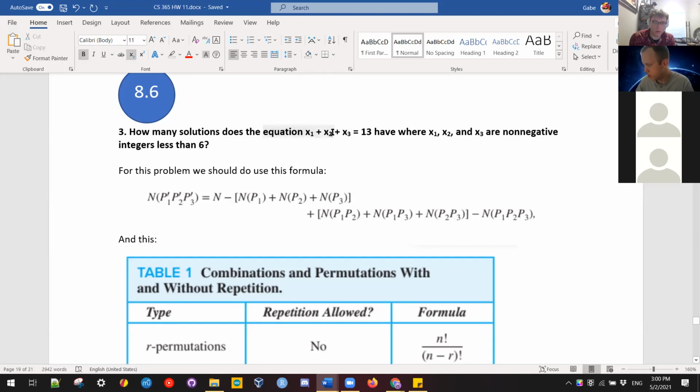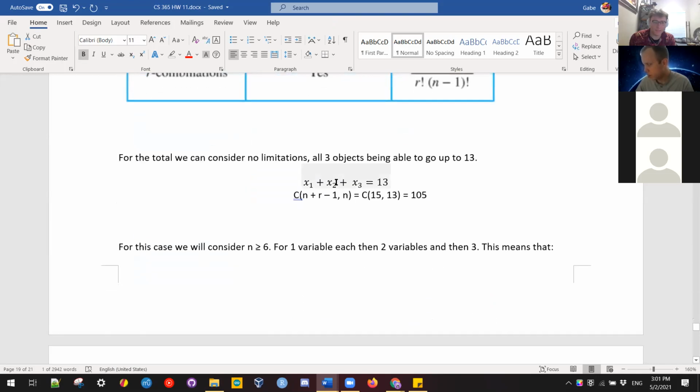If you have 2 that are greater than, then you only have 1 remaining. And if you have all 3, it's going to be negative, so it doesn't matter. It's not even taking effect. So that's just 0. If they're all greater than or equal to 6, that won't ever happen, because that can't be equal to 13.